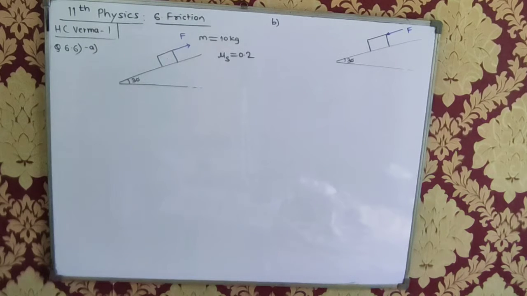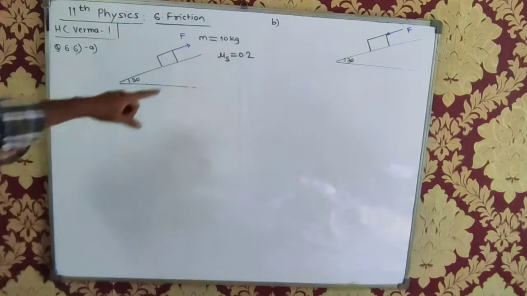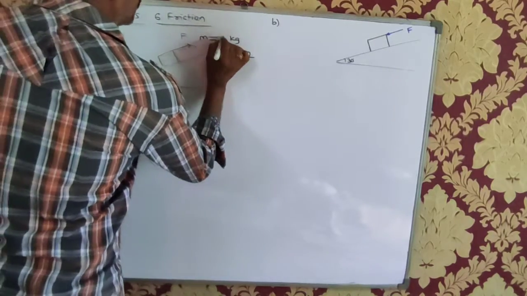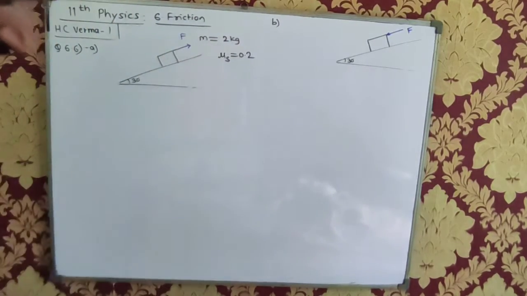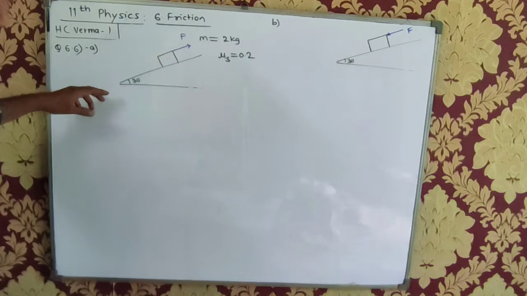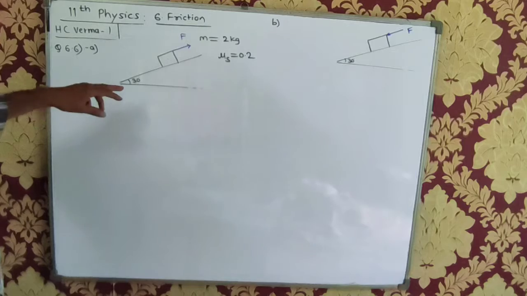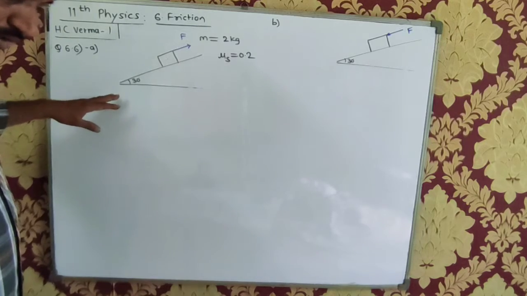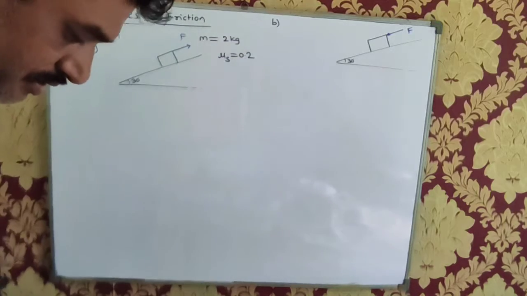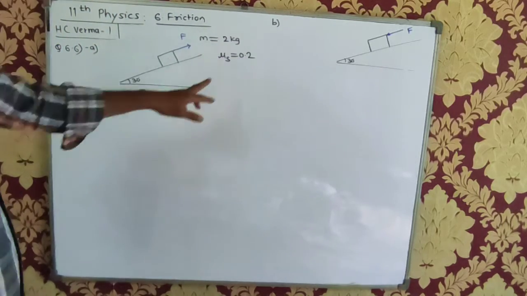I'll read the question. A body of mass 2 kg is lying on the rough inclined plane of inclination 30 degree. Find the magnitude of the force parallel to the incline needed to make the block move up, part A, and down, part B. The coefficient of static friction is 0.2.